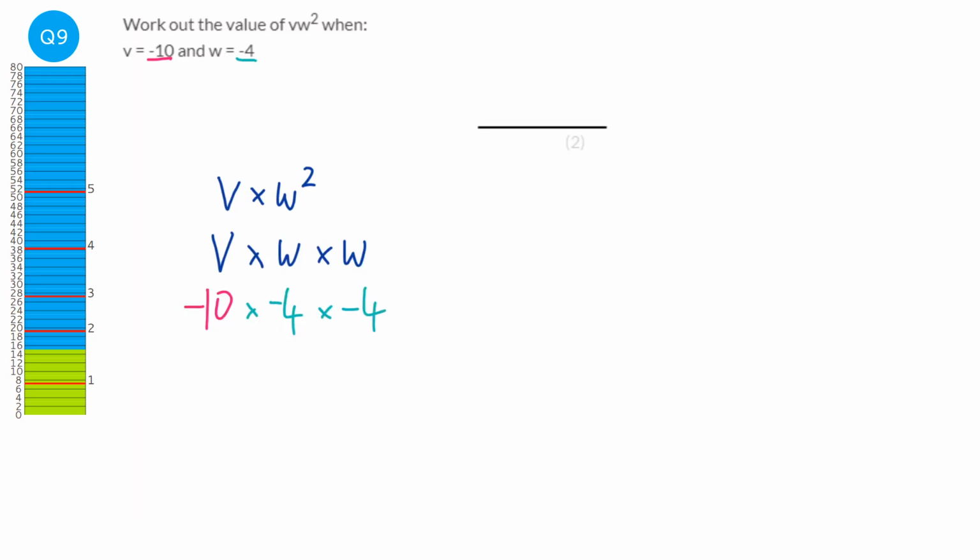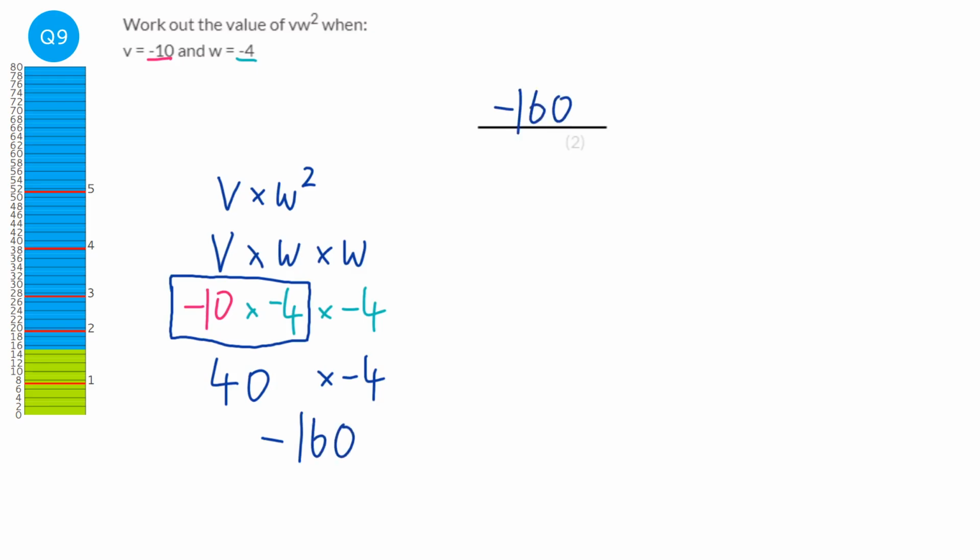Okay, so when you multiply, it doesn't matter which order we do it. So I'm just going to do these ones first, and I'm going to ignore that times minus 4 at the end. So minus 10 times minus 4, that's a minus times a minus, which is a positive, 10 times 4, which is 40, times minus 4. Now we're going to do 40 times minus 4, so it's a positive times a negative, so that's going to be a negative. And 40 times 4, well, 4 times 4 is 16, so 40 times 4 is 160. So it's going to be minus 160.